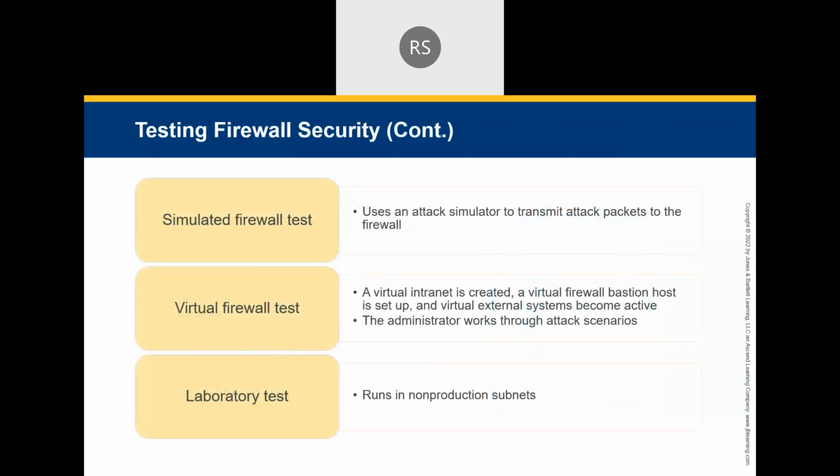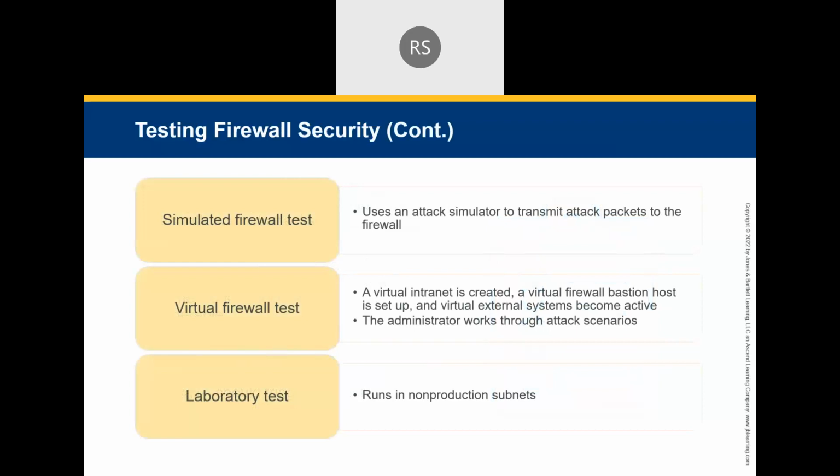Now, three types of tests. One is a simulated firewall test. So you utilize an attack simulator to transmit attack packets to the firewall. This is simulating a real-world attack scenario. This allows administrators to evaluate the firewall's response to various attack vectors and assess its effectiveness in mitigating those threats.